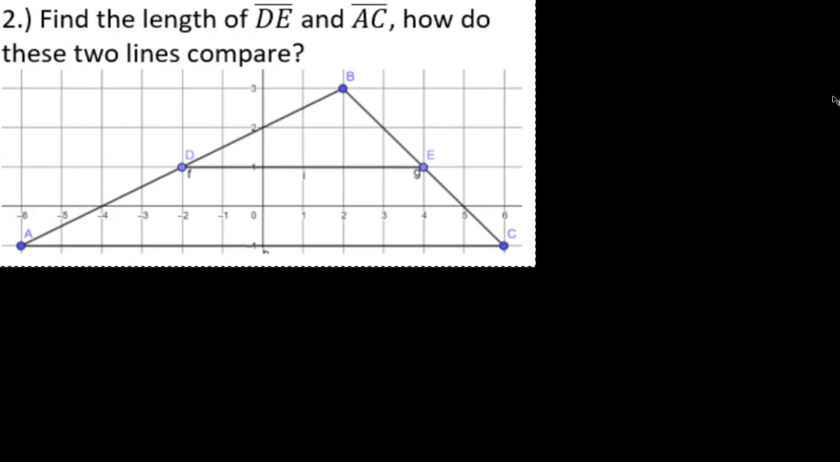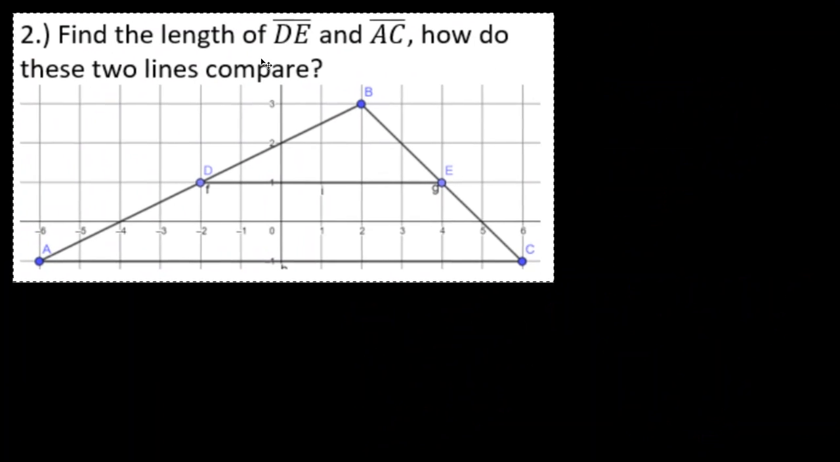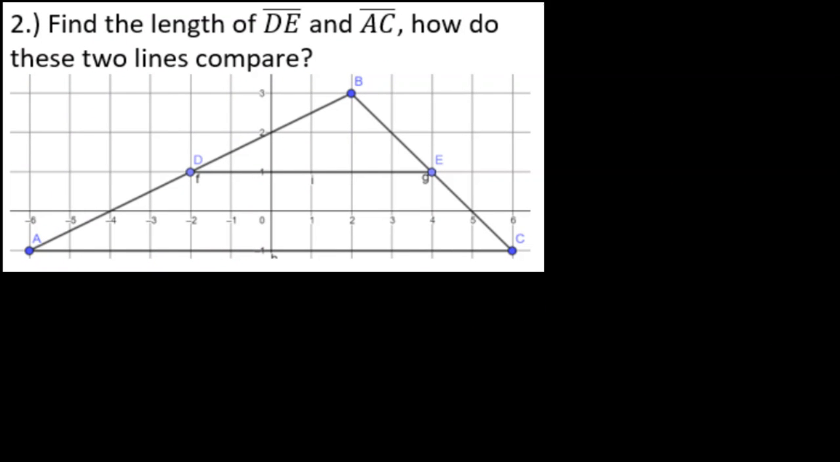Okay, here we are on example 2. It says find the length of, oh, wait a second. Find the length of DE and the length of AC, and how do these 2 lines compare? Well, I would hope you know this. If a line is either perfectly vertical or perfectly horizontal, you don't need to use the distance formula. You can actually just count. So look, 1, 2, 3, 4, 5, 6. And what about down here? 1, 2, 3, 4, 5, 6, 7, 8, 9, 10, 11, 12.